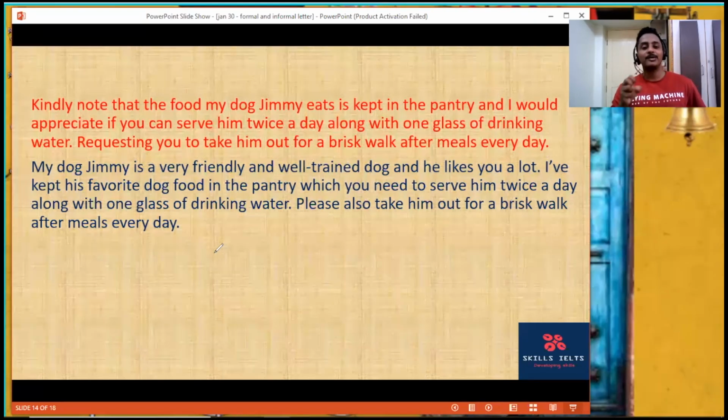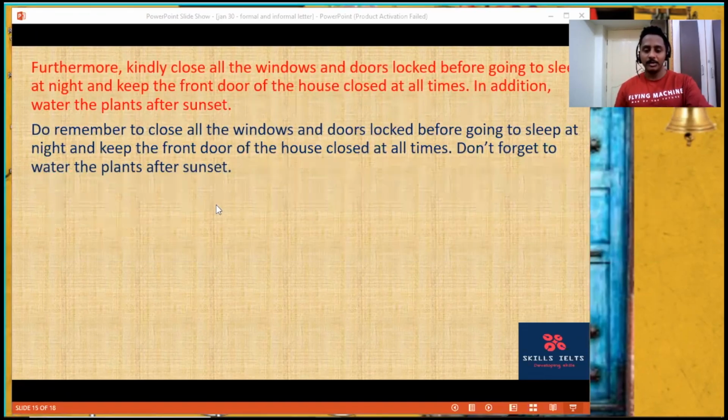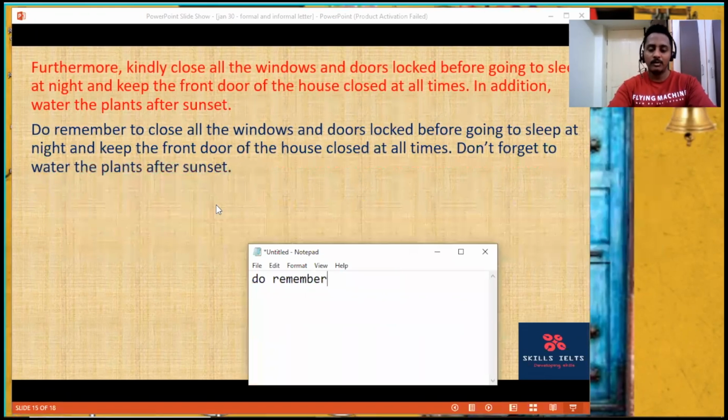"I understood everything, Nakul. Tomorrow I'll give the exam." That will not work. Okay, it will take its own time. The next one. Furthermore, don't use "kindly." Don't use it. Use "do remember," "pay attention," "do remember," "don't forget."